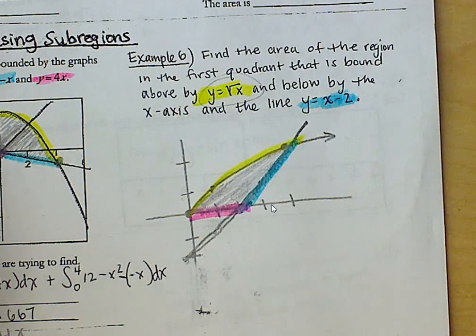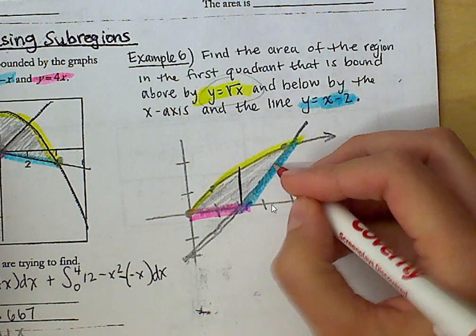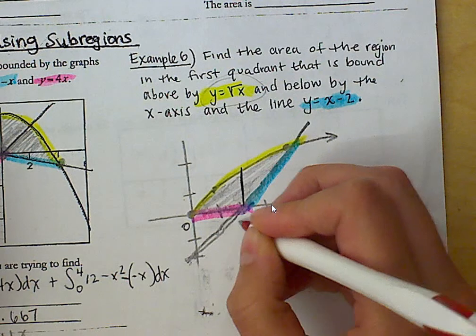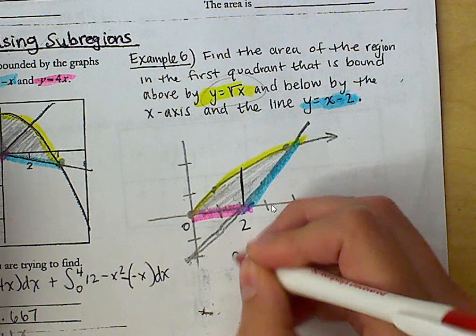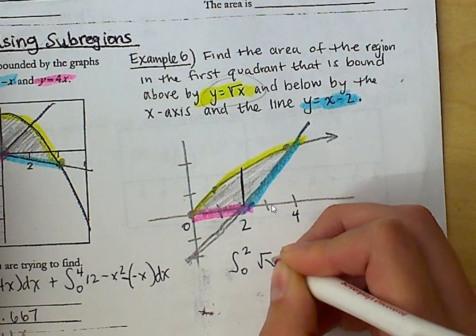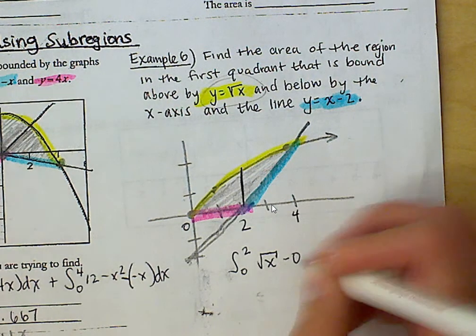So this is how I have two different subregions: the subregion to the left and the subregion to the right. I think it's easy to see that this goes 0, 2, and 4. So these are going to be my bounds of integration. Go from 0 to 2. Square root of x is the upper function, and the lower function is just 0. So it's like minus 0 dx.